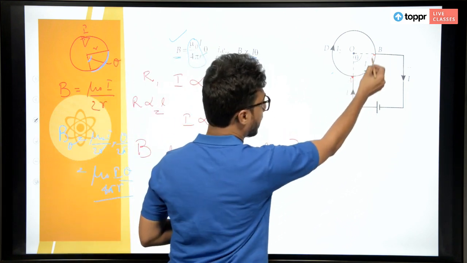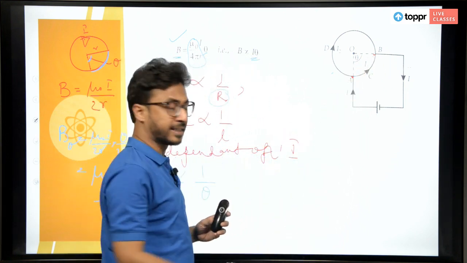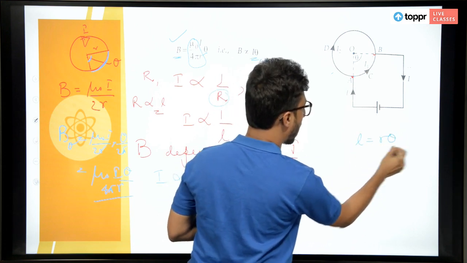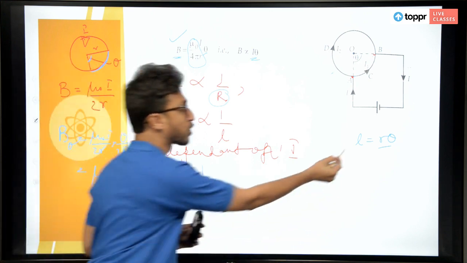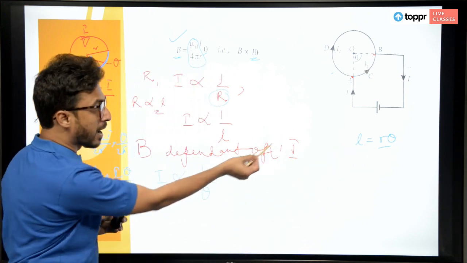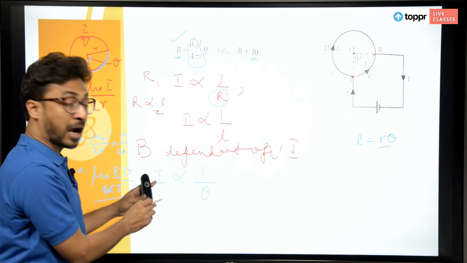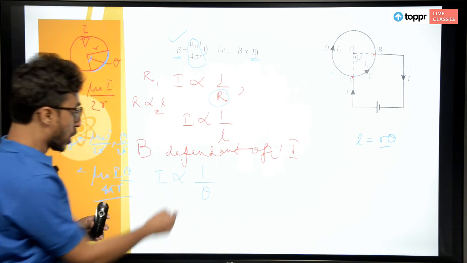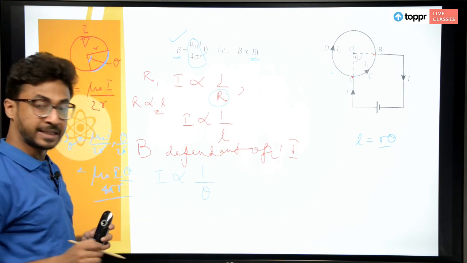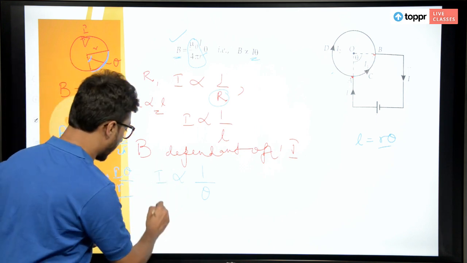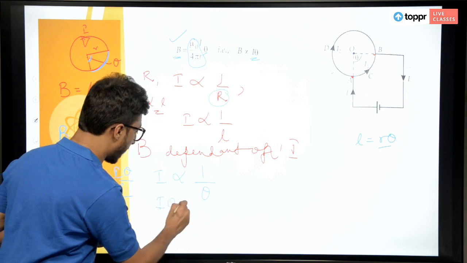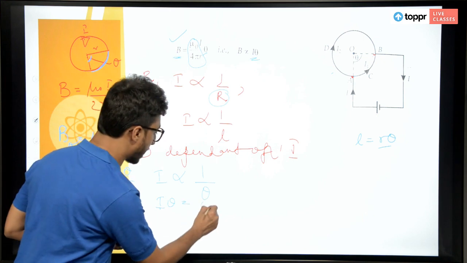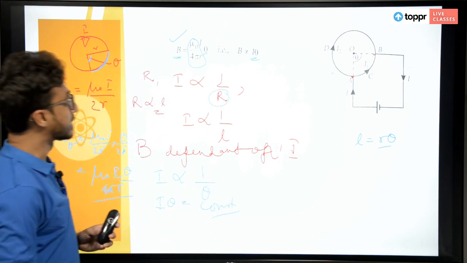The length is proportional to the angle theta. We can write the arc length L as r times theta, and r is constant. So, instead of L, we can write that the current I is inversely proportional to the angle theta. If it is inversely proportional to the angle theta, then it definitely means that the product of current I and the angle theta is nothing but a constant.